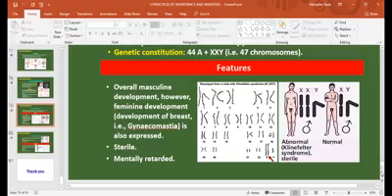Overall masculine development will be there because here both XX and Y chromosomes are there, but male development is there. However, because two X are there, female characters will also develop and are also being expressed in this case. But these people are sterile, they cannot reproduce, and also they are mentally retarded. This is one of the disorders.